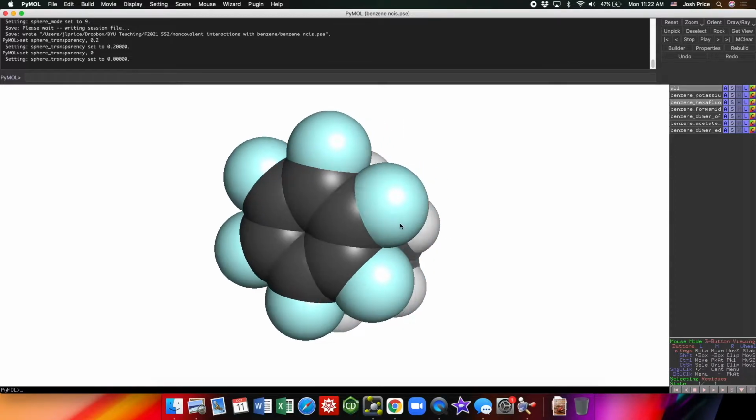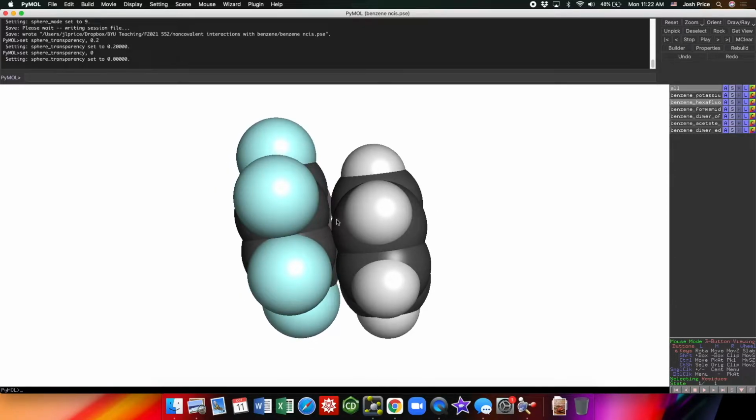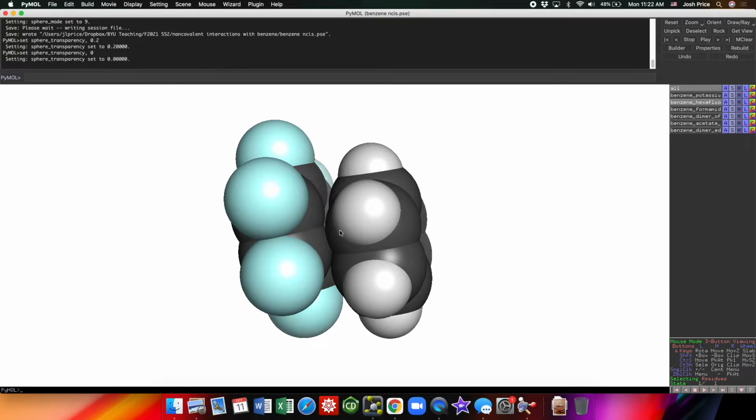And because of that, you can stack these two not quite face to face, but pretty close. It's much closer, much less offset than the benzene dimer, because now you have an electron-rich face interacting with an electron-poor face on another aromatic amino acid.